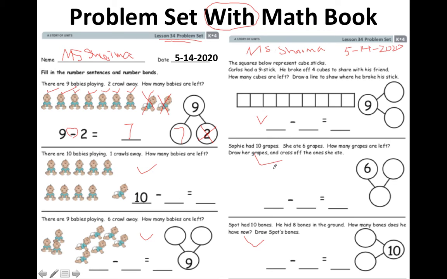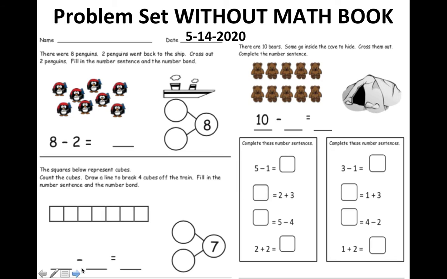Again, these 2 pages are for the students who have the math book. This page is for the students who do not have the math book. Again, this is for the students who do not have the math book. As always, please put your date and name. So I'm going to do the same. For this, as always, you do not have to draw the picture. You just draw circles to represent the pictures.